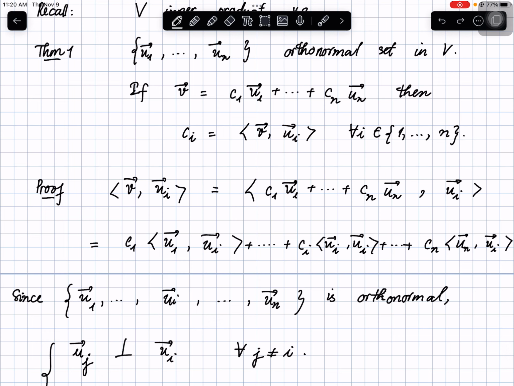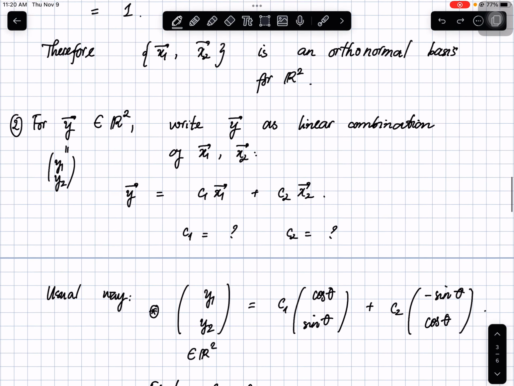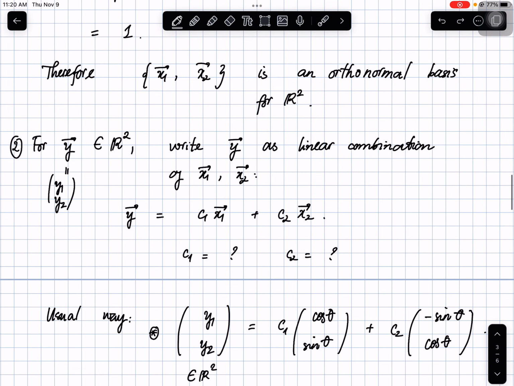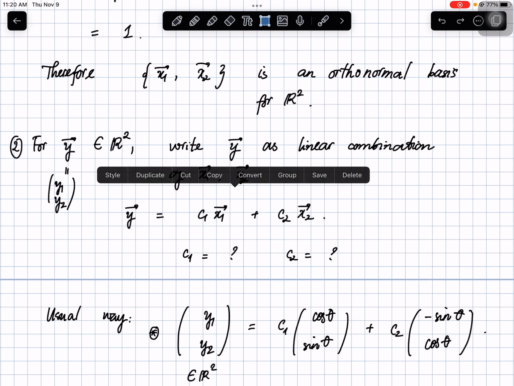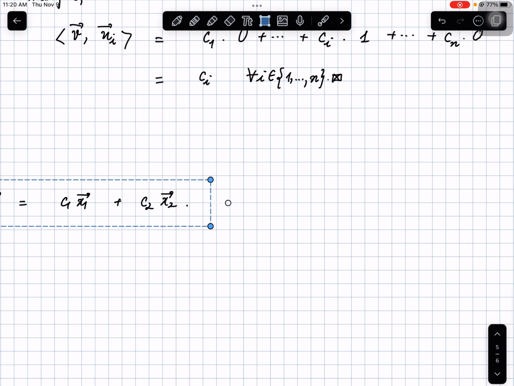So we did prove this theorem. When we do the exam, we can skip it. We don't need to prove the theorem. We can use it immediately. So what does that say? Let's say now, in our case, we have vector y written as a linear combination of x1 and x2. Come back to the question.